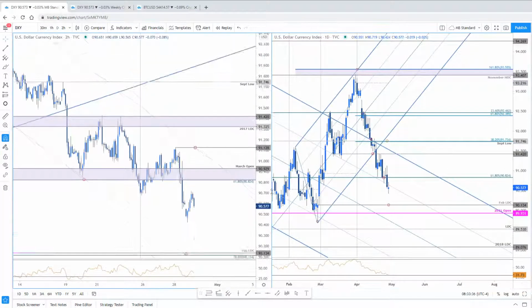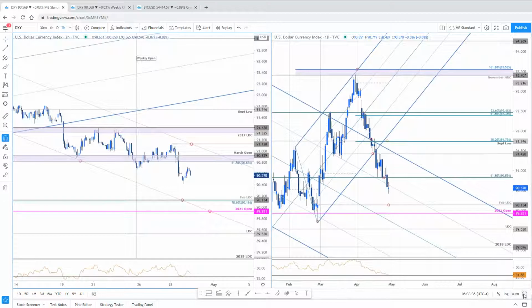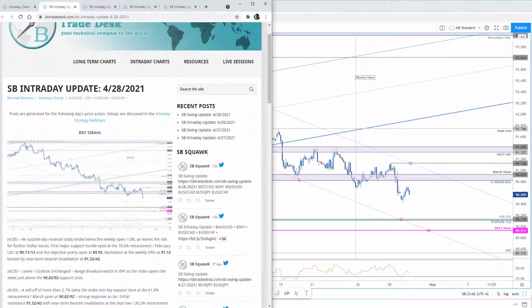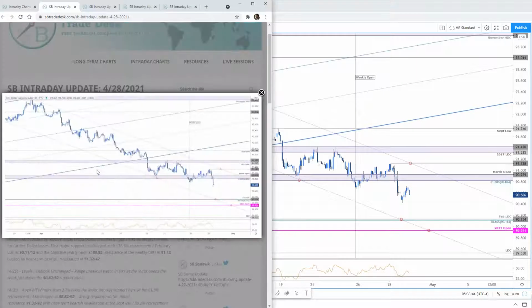Here's what it looks like on the intraday. It looks pretty clean within the confines of this near-term descending channel off the highs. Nothing's changed there. But you really can't get on board and chase this any lower, in my humble opinion. There's nowhere to put a respectable stop. It needs to be 91.12 on the stop. So no change to any of those levels.